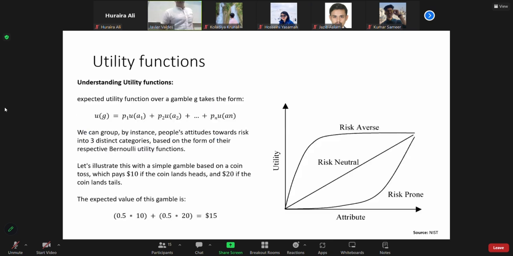Another example of utility functions. Let's say that I have an experiment, and I'm telling you I have a coin, and with this coin, if it is heads, I will give you 10 euros. And if it is tails, you give me 20. Who wants to play?